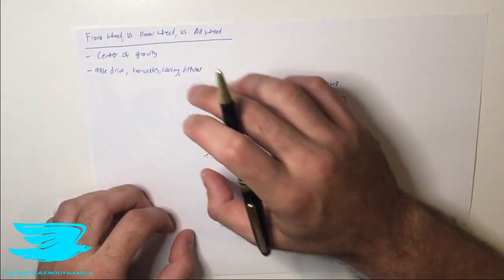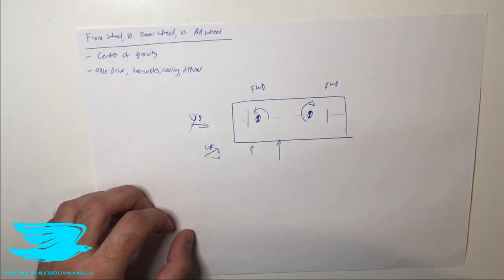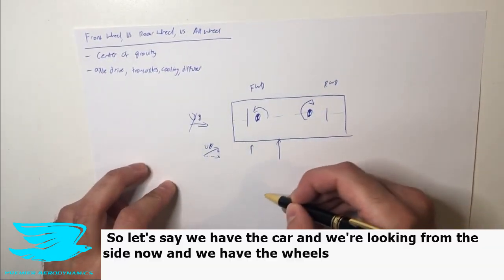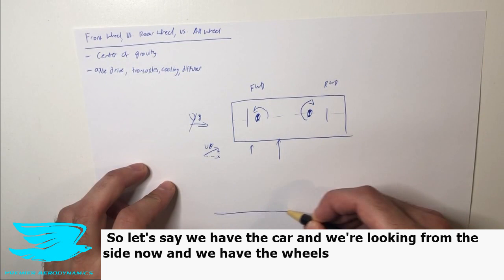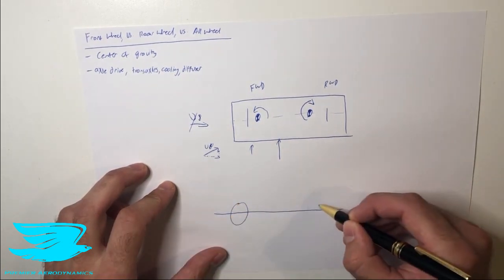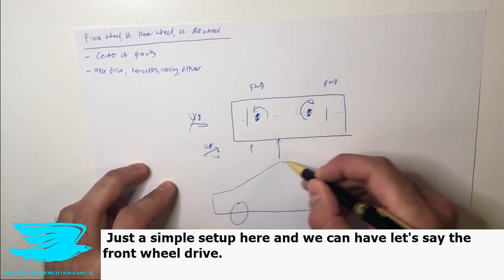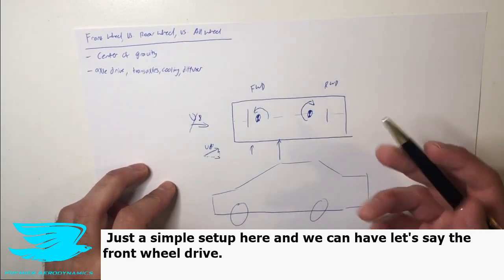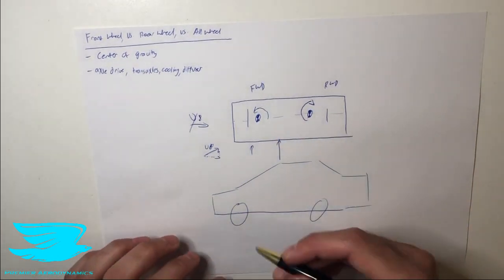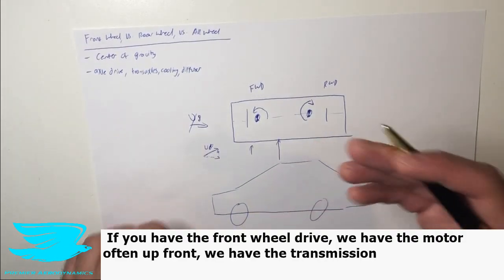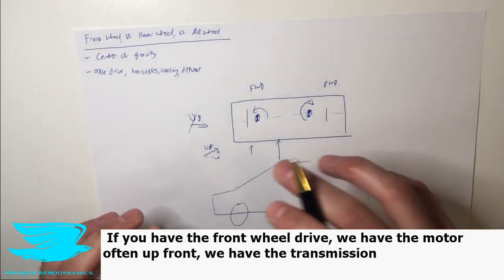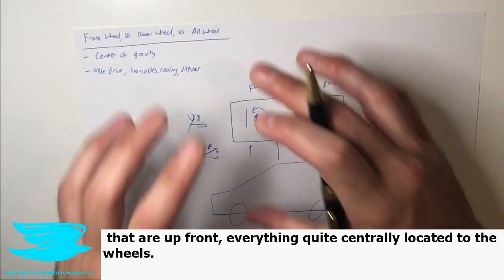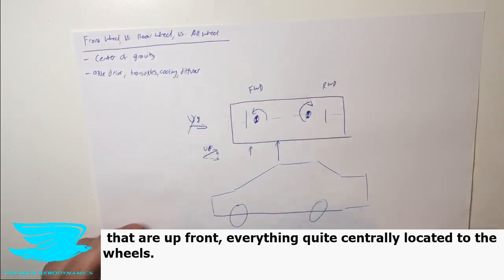Let's move now into the axle, the transaxles, the cooling, and the diffuser. So let's say we have the car and we're looking from the side now, and we have the wheels here. Just a simple setup here. And we can have, let's say, the front wheel drive. If we have the front wheel drive, we'll have the motor often up front, we'll have the transmission, etc. up front, everything quite centrally located to the wheels.